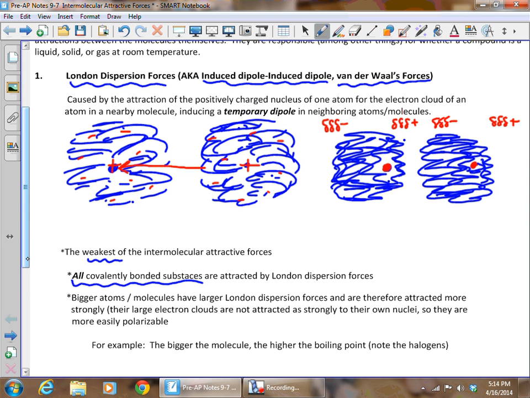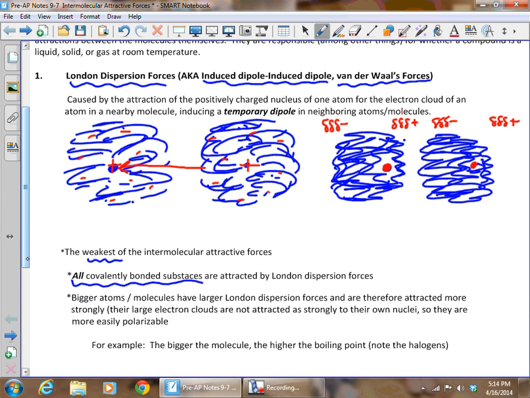So you're going to get an attractive force. You've induced a dipole. That's why it's called induced dipole. You kind of induced a dipole on each other. And so you do get, like I said, a polarized cloud and a slight attraction.